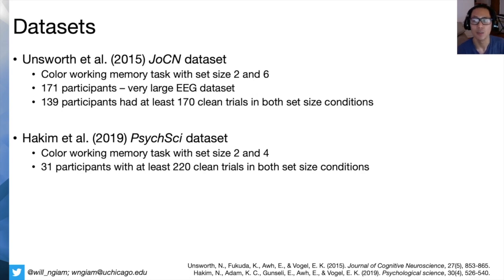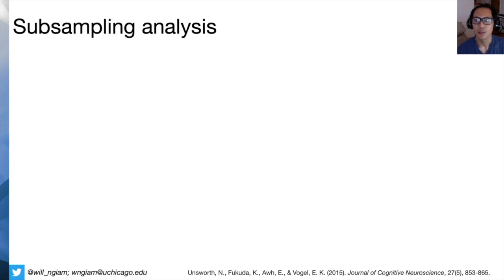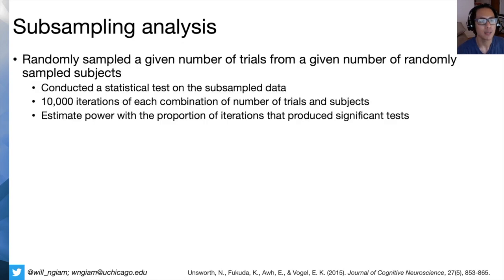And in that data set, 31 participants had at least 220 clean trials in both set size conditions, so both set size 2 and set size 4. So I conducted a subsampling analysis, also known as a downsampling analysis, where we randomly sampled a given number of trials from a given number of randomly sampled subjects. So, for example, we might randomly select 10 subjects and pull 100 of their trials.